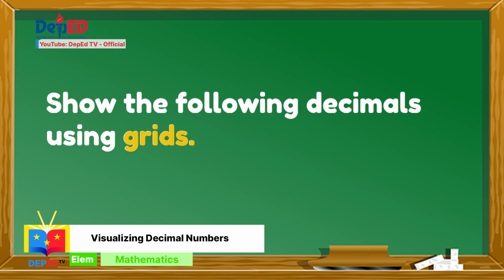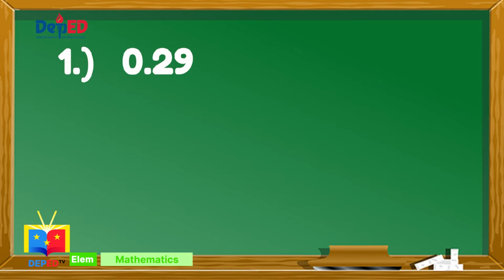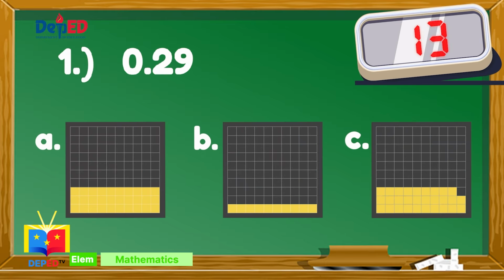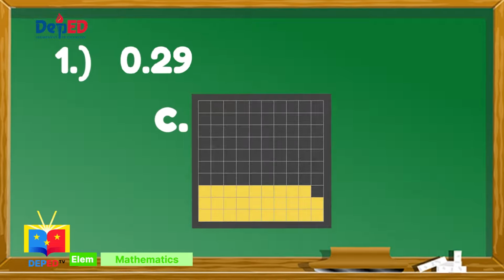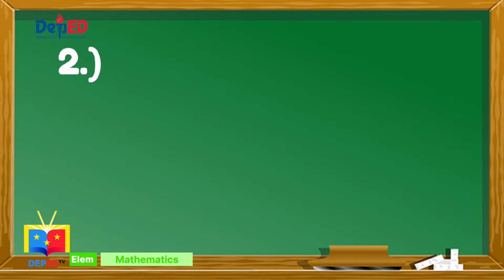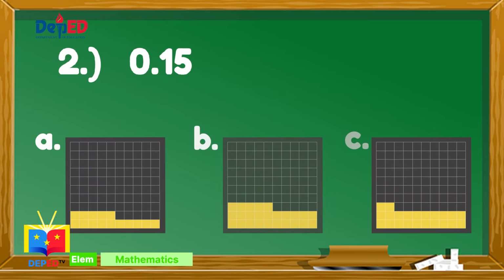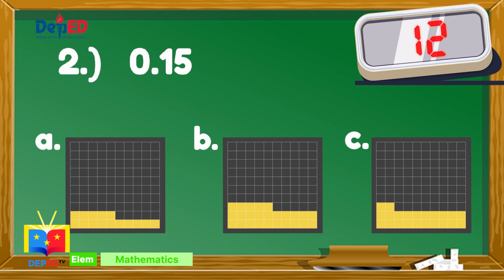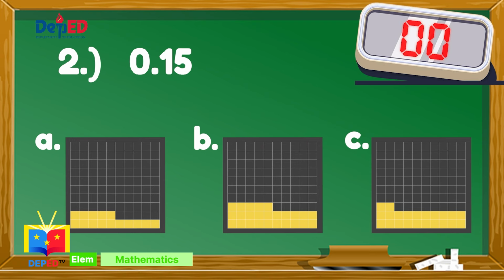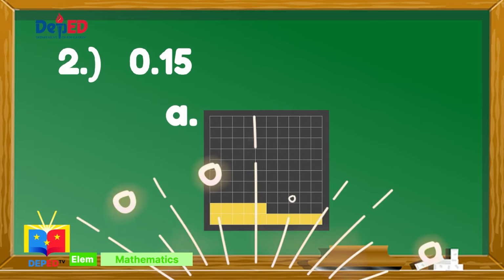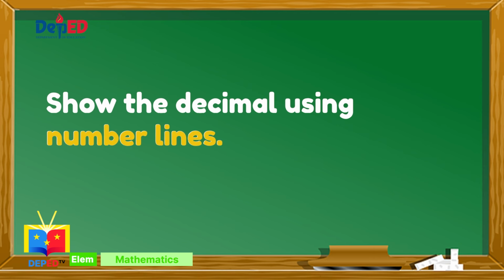Show the following decimals using grids. Number 1, 9 tenths. If your answer is letter C, math amazing! Number 2, 15 hundredths. Letter A. Great job!